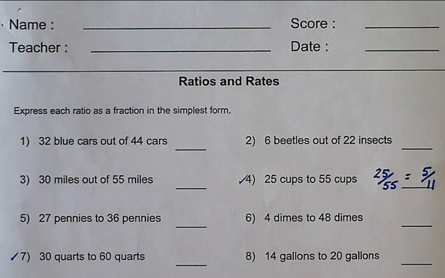Number 7, start out by creating the fraction 30 over 60. Okay? And I can see a 10 goes in there, a 3 goes in there, etc. 15 goes in there, but the greatest common factor is actually 30. So 30 divided by 30 is 1, okay? And 60 divided by 30 is 2.